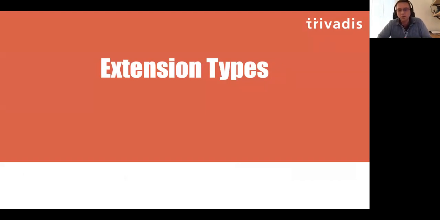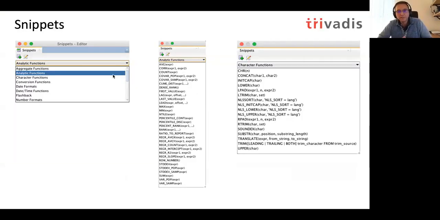I don't cover all in detail, but I just want to show you what we have. The first type of extensions are called snippets. They are a window you can open with a group of snippets, for example, analytical functions or character functions. Then you click on such a function and drag it into your code. So if you don't remember the syntax, you don't have to open the SQL Developer manual. You can drag and drop them in your code.